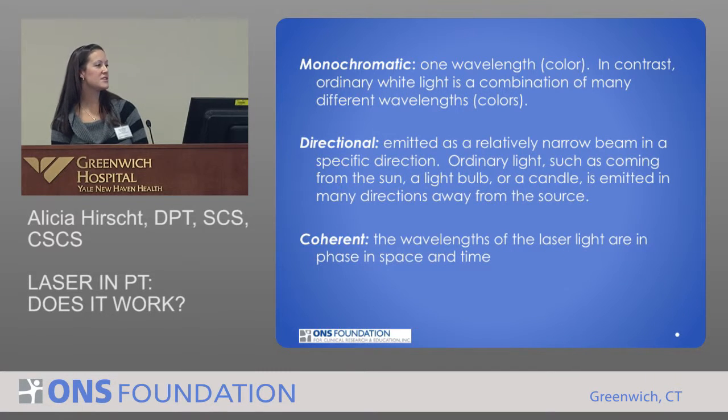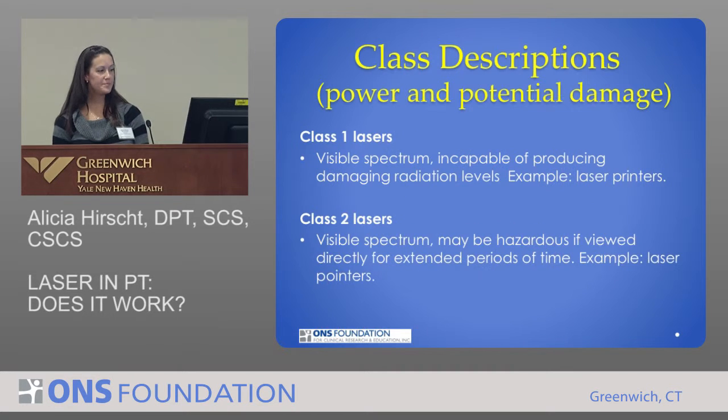What we know about laser is that there are 3 properties of all of the clinical lasers out there. Monochromatic, which means one wavelength, right? So white light is a collection of all different wavelengths, okay, and laser is monochromatic. It's directional and it's coherent. So obviously directional meaning it's emitted as a relatively narrow beam in a specific direction. And as you can see, ordinary light coming from the sun or light bulb is emitted many directions. And it's, again, white light is a lot of different wavelengths. And it's coherent, so the wavelengths are in phase in space and time.